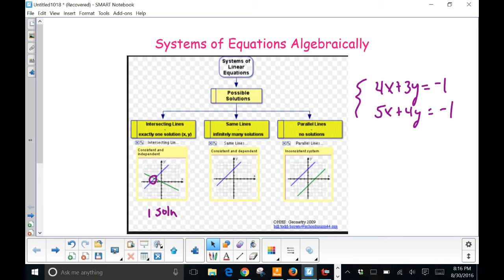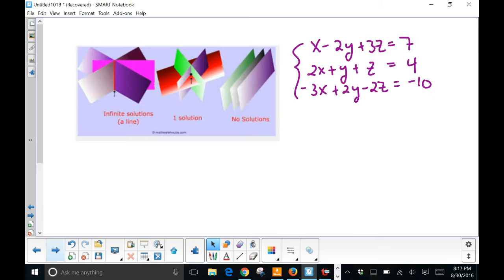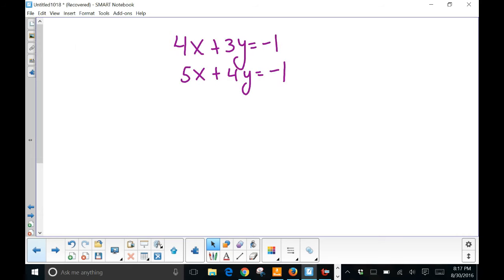The second scenario is that the two lines you have represented algebraically actually represent the same line, and therefore they intersect everywhere, so you will have an infinite number of solutions. And the third possibility is that the two lines are parallel, and you have absolutely no solutions, because parallel lines never intersect. With this said, we're going to solve this by the method of elimination.